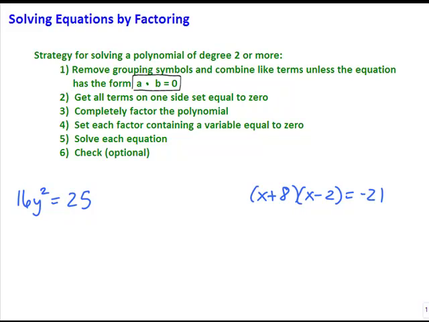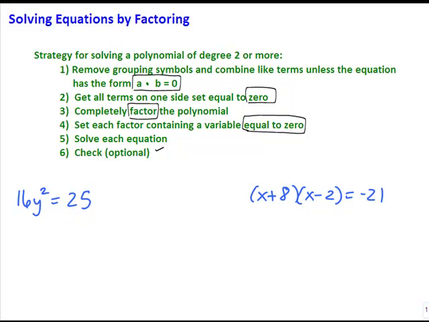Once we have it all cleaned up, we're going to get all our terms on one side of the equation and set it equal to 0. This is really, really important. You always want to get a 0 on one side of your equation. Once you have your 0, then you're going to factor using all of your strategies for factoring. And once it's completely factored, you're going to set each factor equal to 0. And that should enable you to solve the equation, and you can check your solutions if you have time.